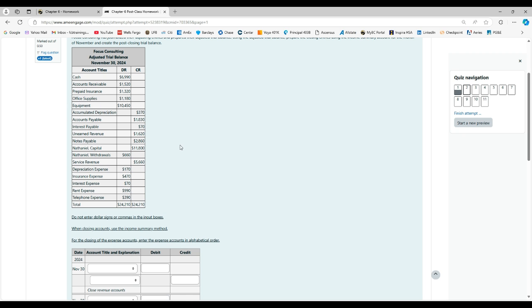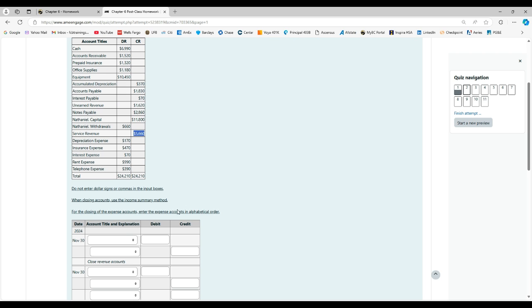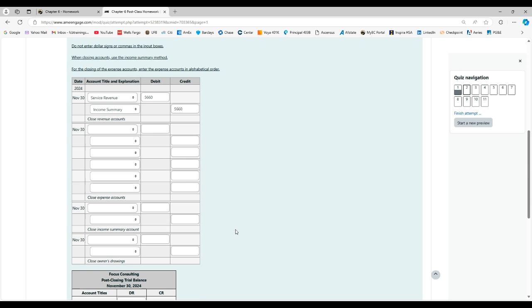So the first thing we do is close our revenue accounts. Remember, we just want to do the opposite. Currently in revenue, we have 5,660 as a credit balance, so we want to make that go to zero. We're basically moving it into capital. We're using the income summary as a vessel, an intermediary account to do that closing. So we want to debit service revenue to close it out, and we're going to use the income summary account as the holding spot.